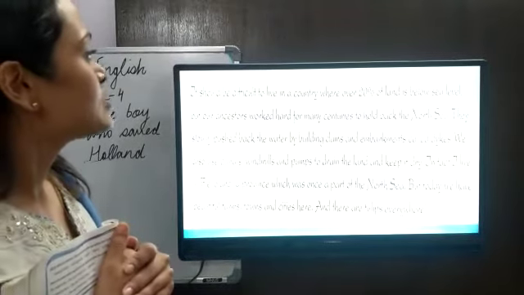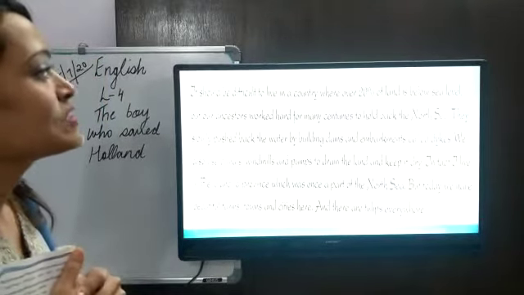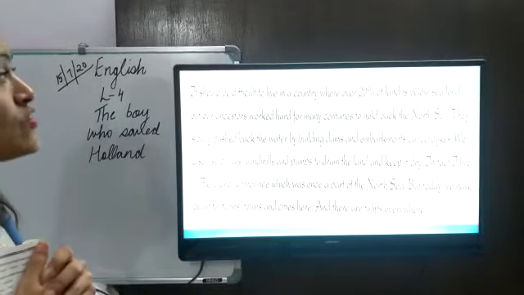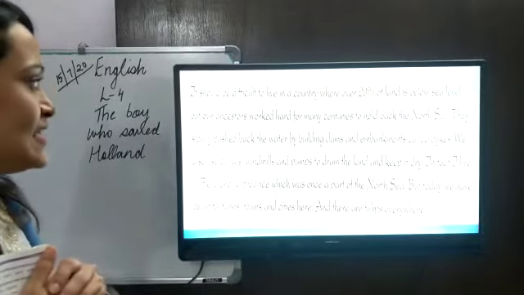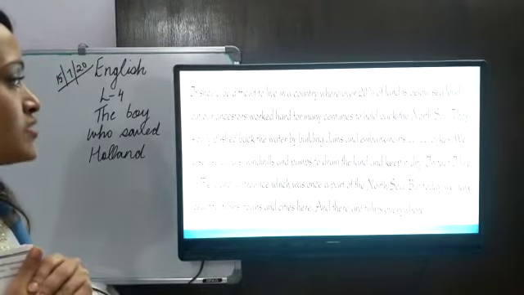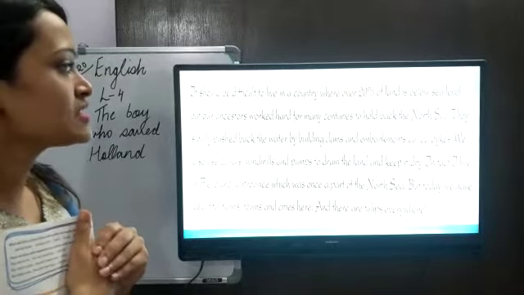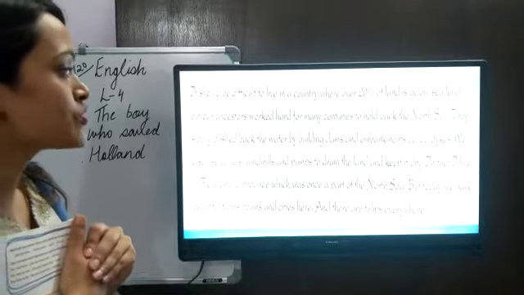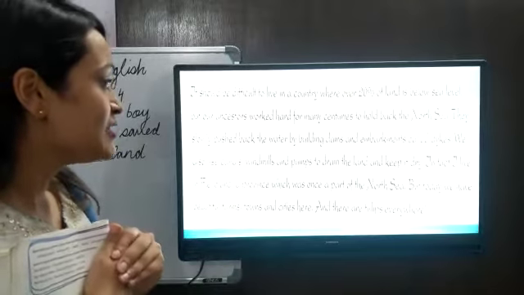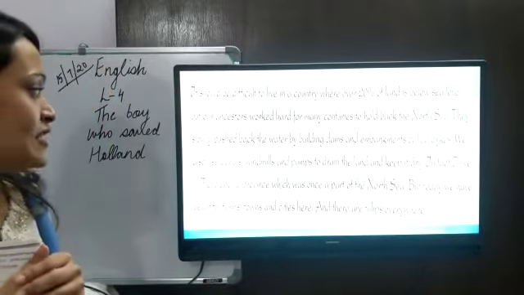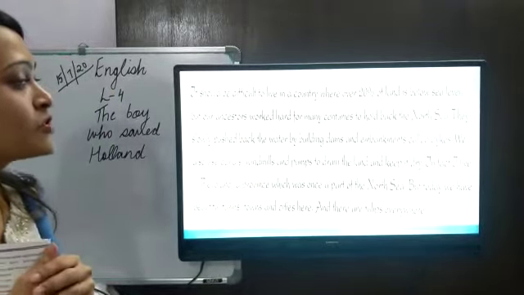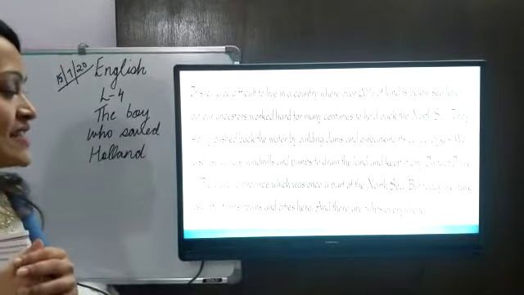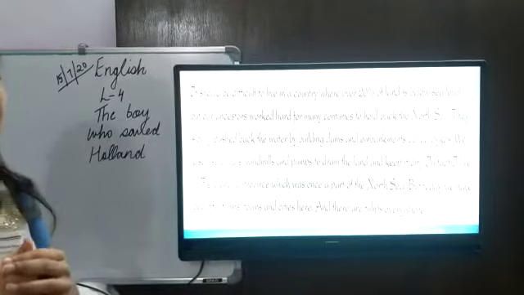It should be difficult to live in a country where 20% of the land is below sea level. But our ancestors worked hard for many centuries to hold back the North Sea. They slowly pushed back the water by building dams and embankments called dikes. We also use canals, windmills, and pumps to drain the land and keep it dry. In fact, I live in Flevoland, a province which was once a part of the North Sea. But today we have beautiful farms, towns, and cities here, and there are tulips everywhere.